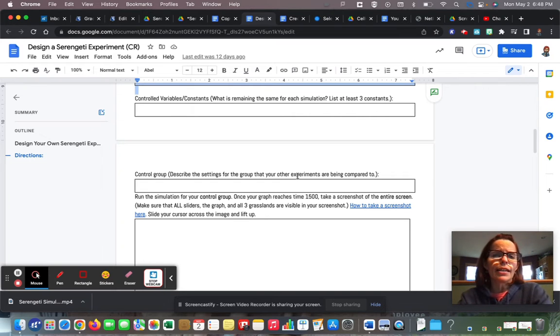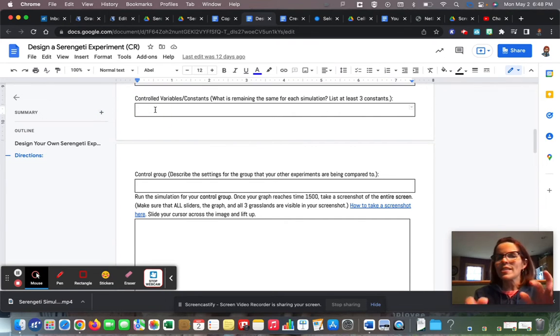All right, controlled variables and constants. These are things that have to stay the same. So let's say I decided to change the percent grassland each time. So now I need to keep the number of buffalo that I start with the same, the number of wildebeest that I start with the same. I don't have to have wildebeest, but if I do, they have to be the same every experiment. I have to keep the fences the same. I have to keep the rain the same. I can't change anything but the grasslands. So now I need to write those things. So same number of buffalo, same number of wildebeest, seasonal rains, whatever. I have to indicate what are the things that are going to stay the same in every experiment.